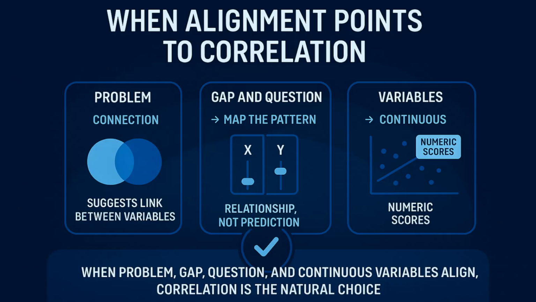The key to using correlation well is alignment. When the research problem suggests a connection, the gap calls for mapping that connection. The question uses the word relationship, and the variables are continuous. Correlation becomes the natural and defensible choice.